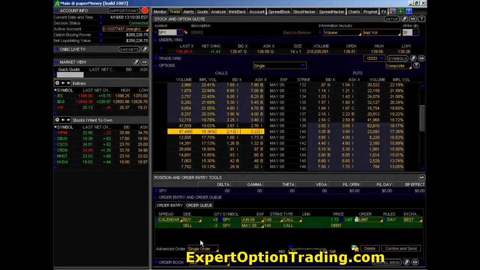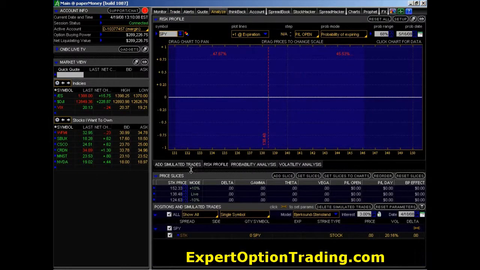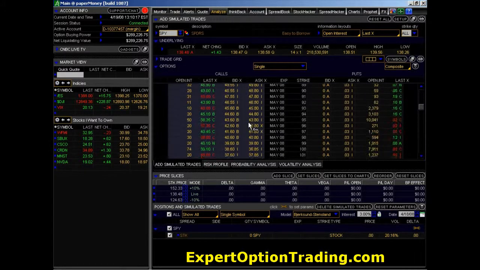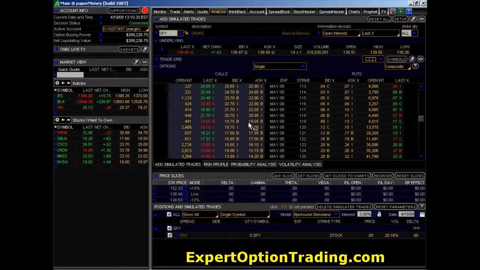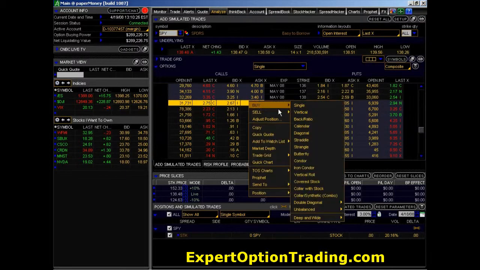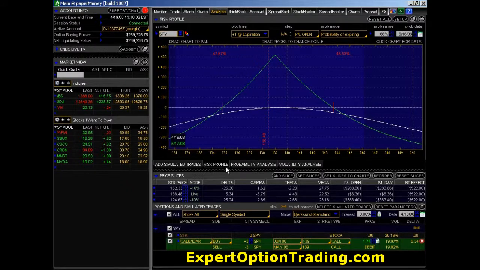If you don't want to go directly from the order entry tab, you can go straight to the Analyze tab. You can go to Add Simulated Trades over here. Here's your risk profile. You can do whatever analysis that you need directly within the Analyze tab. You pull those up, go over to your risk profile, and you'll see everything there. So you can either go from the Trade tab, or you can go to the Analyze tab and then add simulated trades of your own. Click on the risk profile.